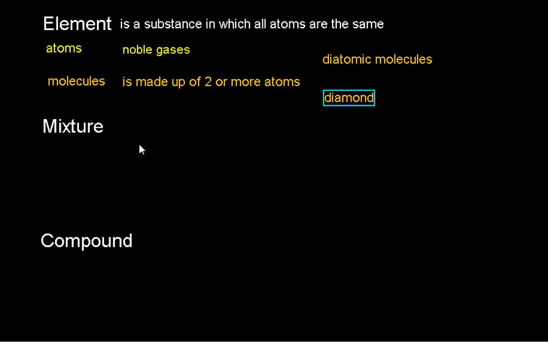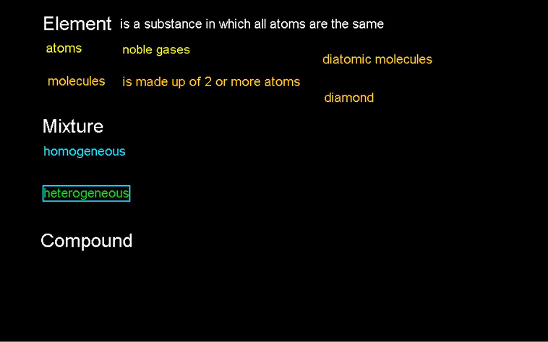So now let's discuss mixtures. We can have two types of mixtures. We can have a homogeneous mixture, or we can have a heterogeneous mixture. A homogeneous mixture is a mixture in which all parts of the mixture are made up of the same parts, as opposed to a heterogeneous mixture where the parts separate. So let's discuss a homogeneous mixture.